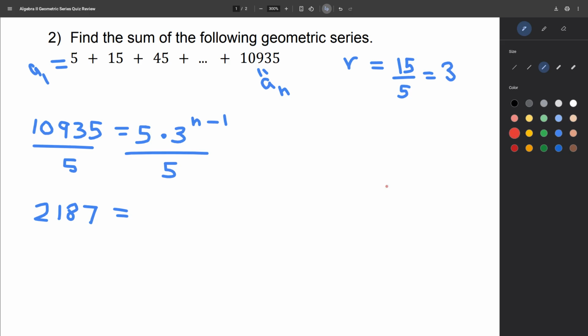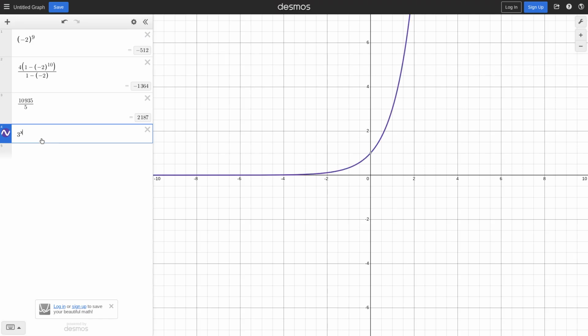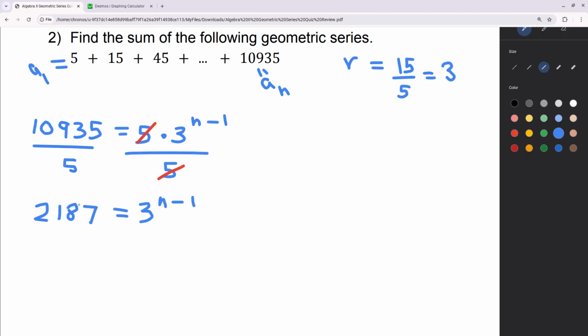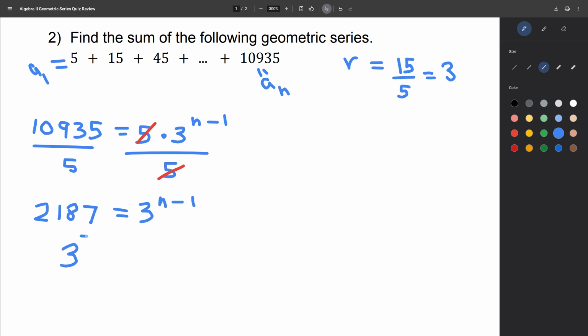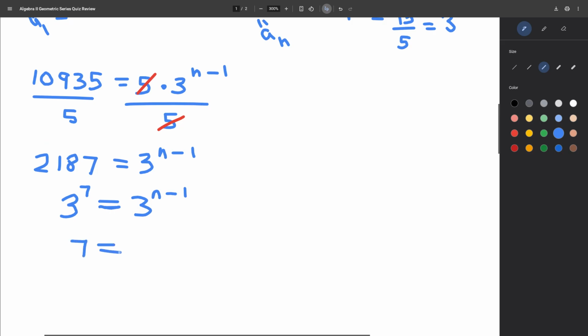Equals, and these cancel out, so we're just left with 3 to the n minus 1 power. So now we got to figure out what power of 3 equals 2,187. So we can do 3 to the x equals 2,187, and we see the line here goes through x equals 7. So 3 to the 7th power equals 3 to the n minus 1 power. So 7 equals n minus 1.